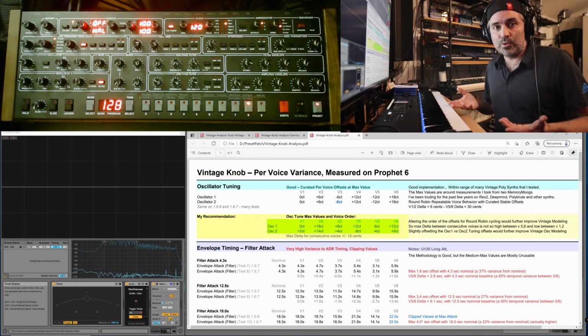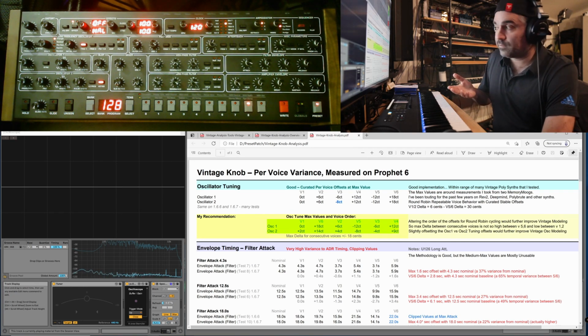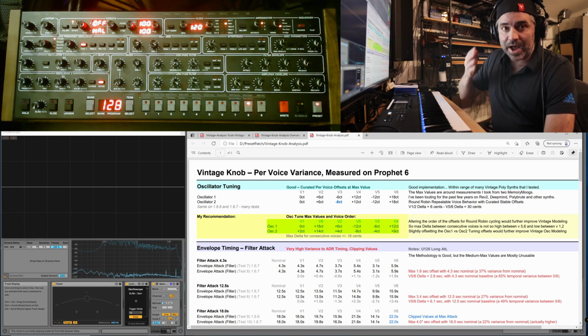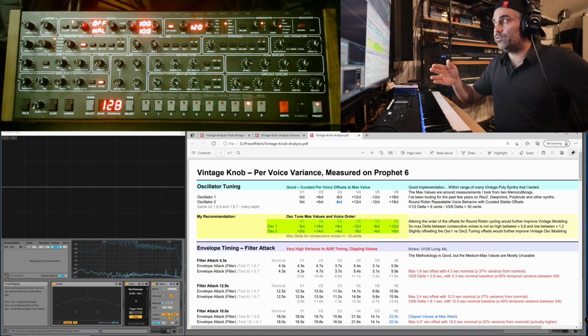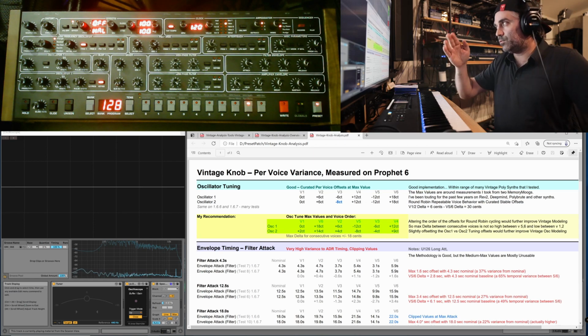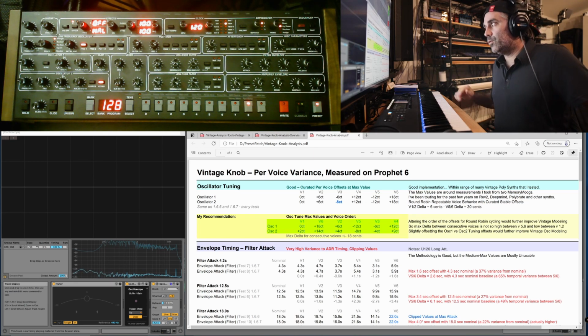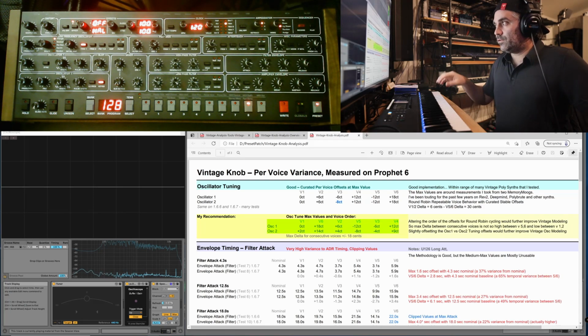The reason why this is important is because the Prophet 6, of course, operates in a round robin voice allocation where it's always going voice 1, 2, 3, 4, 5, 6, 1, 2, 3, 4, 5, 6 like that. So what this results in is that if you're playing 2 or 3 note chords, you're always going to get a situation where the most extreme offsets are grouped together, and then you're going to get the most mild offsets grouped together, just that they're one voice apart.